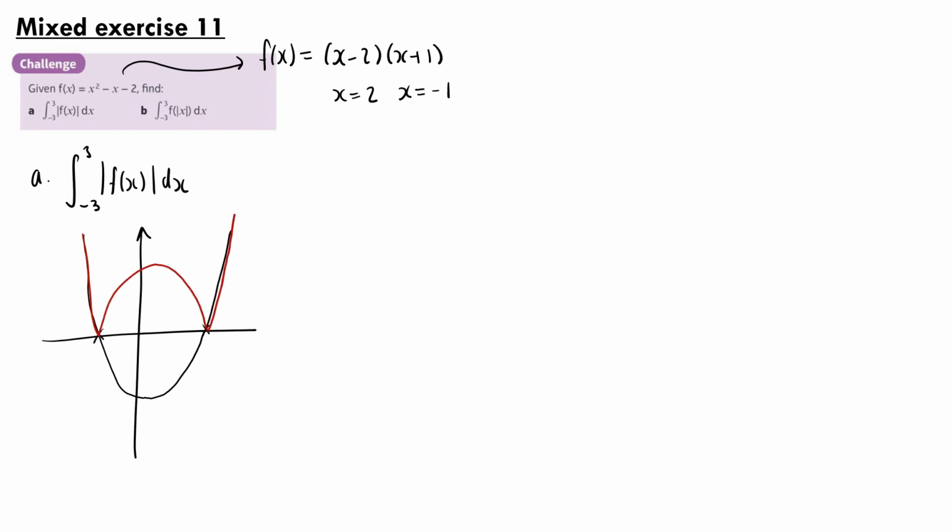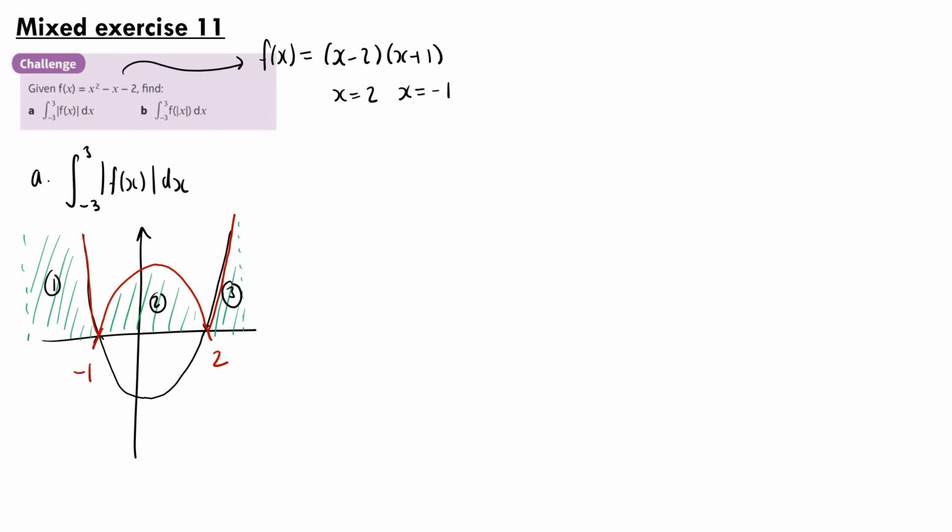Okay, and we were asked to find the integral between minus 3 and 3. So this point here is minus 1, this point here is 2. So we're trying to find the integral between minus 3, which is somewhere here, and positive 3, which is somewhere here. So we're trying to find the area here. Okay. So we're going to have to split this into 3 sections, thinking carefully about how each section is going to work. So let's call them 1, 2, and 3.